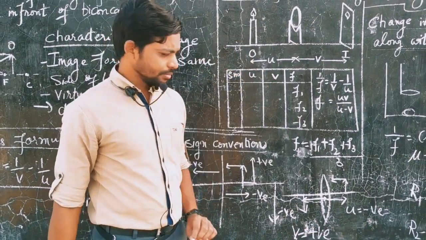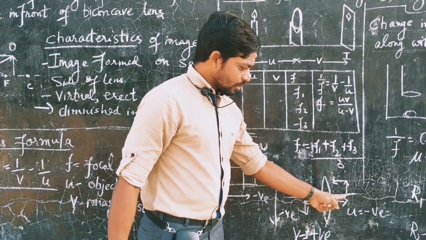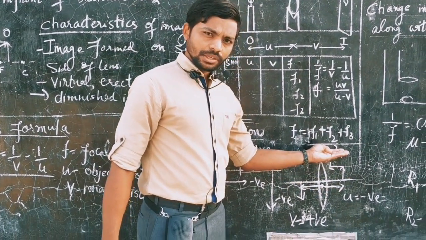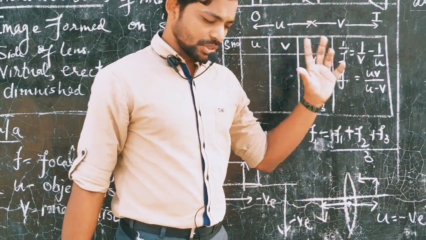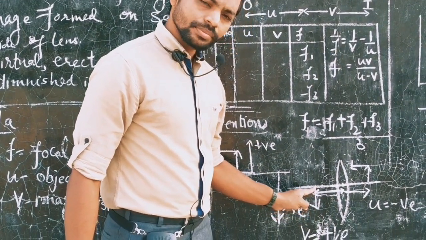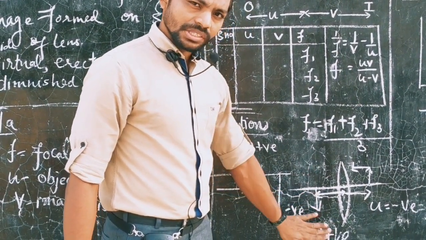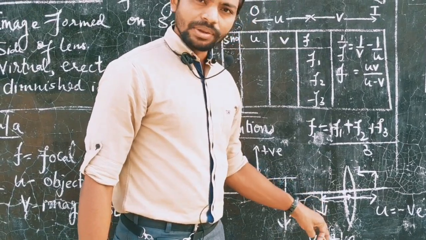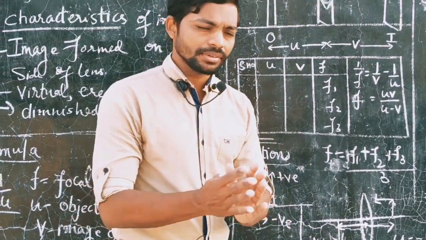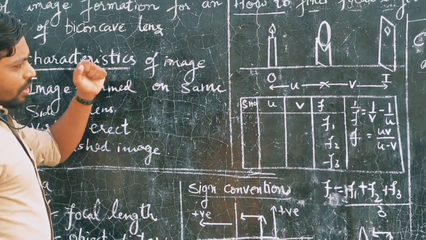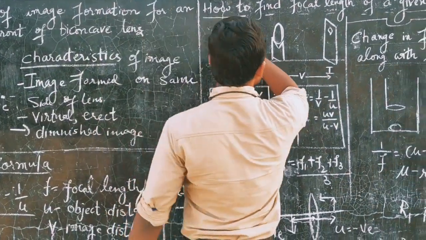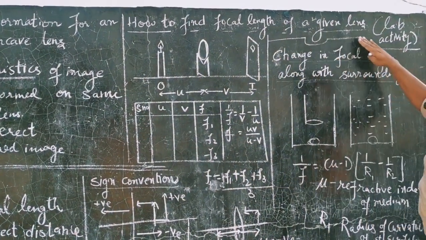That's very clear. Object, you can see here, it is above the principal axis, so object height will be positive. Similarly, here the image is below the principal axis, so the height of the image will be negative. So that's very clear. Now we will move on to how to find the focal length of a given lens.